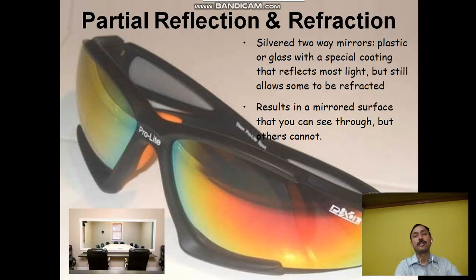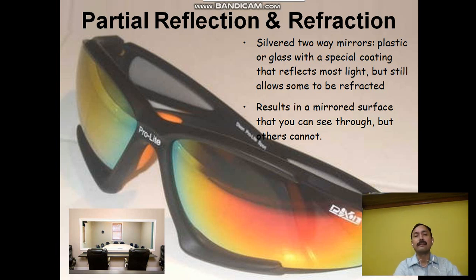Now another example of partial reflection and refraction is sunglasses. Silver two-way mirrors, plastic or glass with a special coating that reflects most light but still allows some to be refracted, result in a mirrored surface that you can see through but others can't.